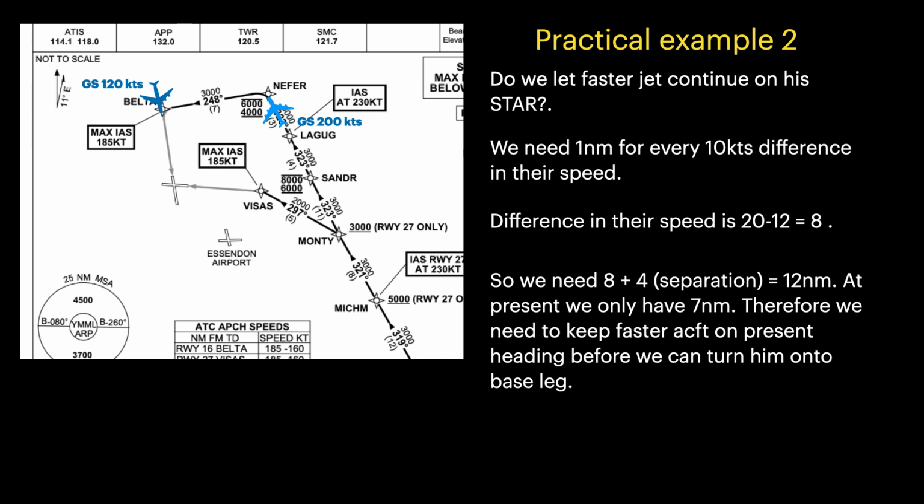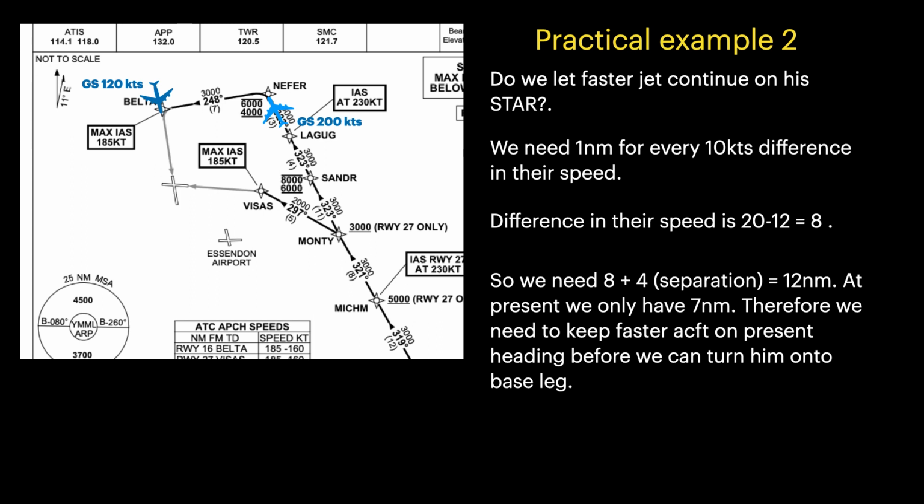Therefore, what we can do here is not necessarily reduce his speed, because if we go back, for 1 nautical mile every 10 knots difference, you'd be reducing his speed by 80 knots, which is ridiculous. So what you do here is you keep the faster aircraft on his present heading.